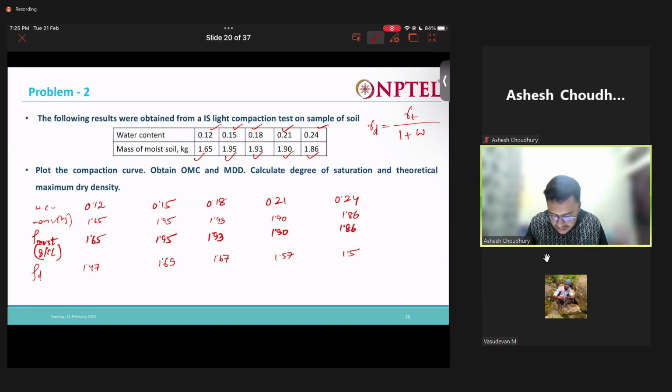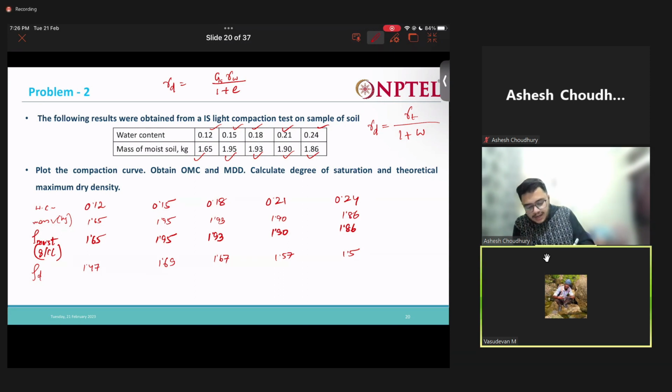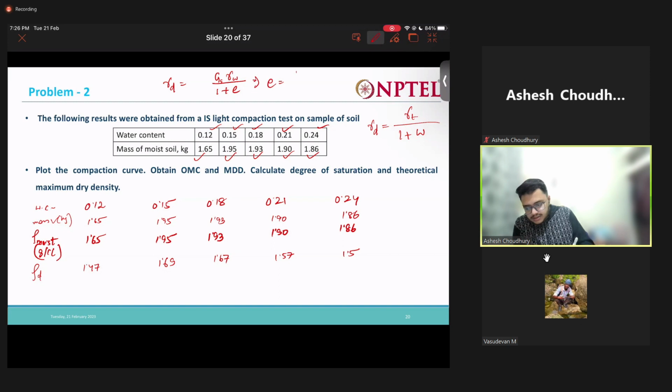Now let us see another thing that is asked to you. It is asked, calculate degree of saturation and theoretical maximum dry density. So if you remember, one relation is there, gamma dry is equal to G gamma W by 1 plus e, right? Remember this? From here we can write void ratio is equal to G gamma W by gamma d minus 1.